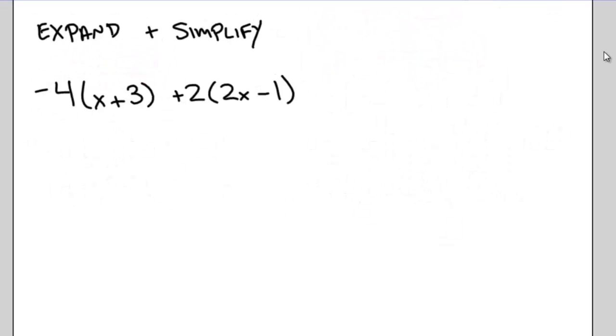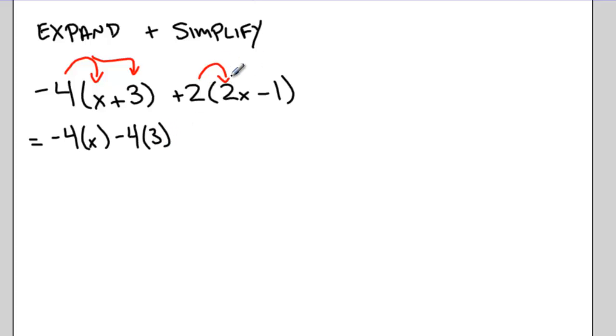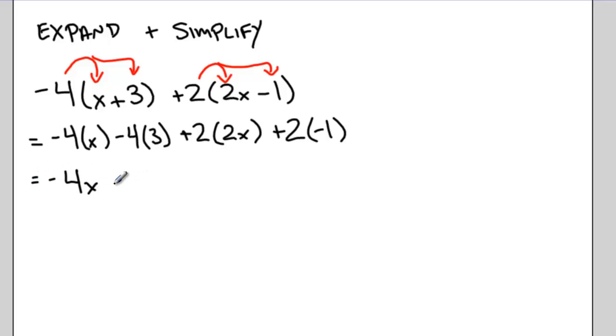Okay, one last example in this video. I'm doing something called expanding and simplifying. So our first step is to distribute the negative 4 into the brackets. So that would be negative 4 times x, subtract 4 times 3. In this question we have a second set of brackets where we need to distribute. So plus 2 times 2x plus 2 times negative 1. Simplifying this, I get negative 4x minus 12 plus 4x minus 2.